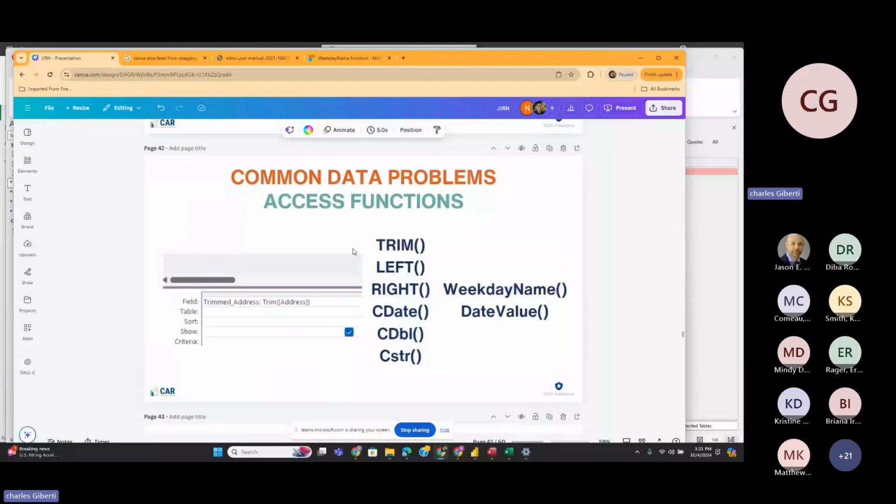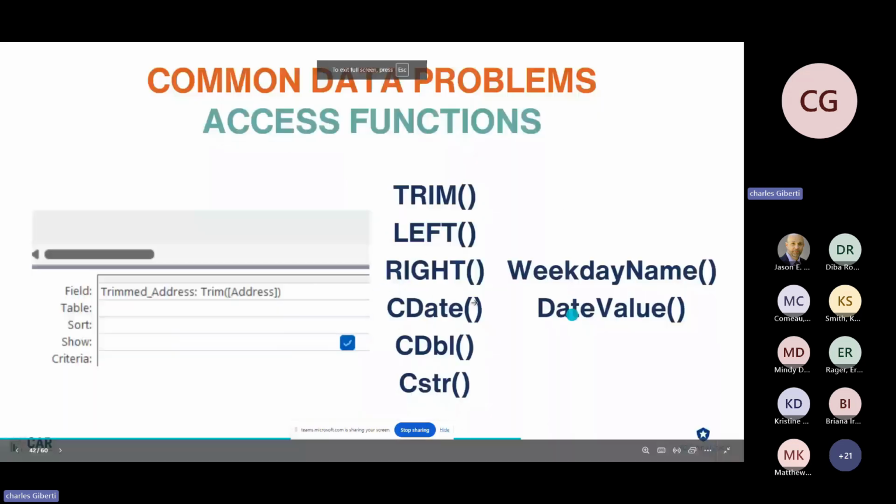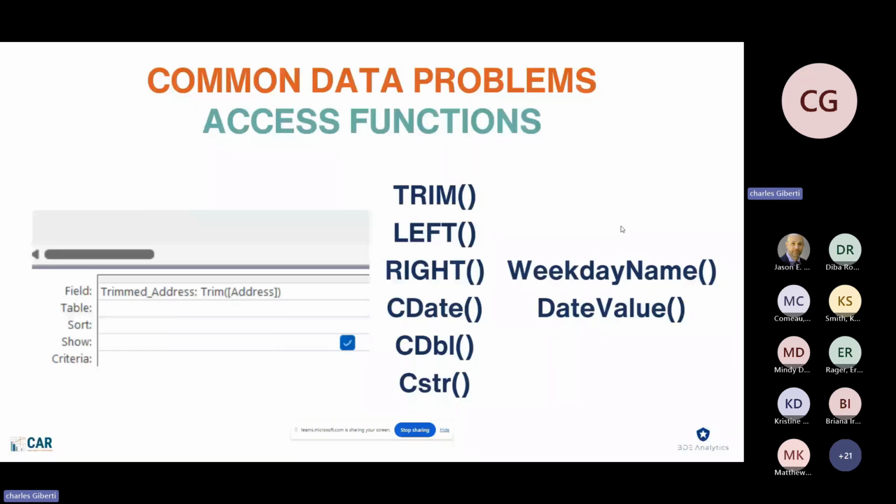Here we go. There are a whole bunch of different really useful functions. There's something like 800 of them that you can call, and you can nest them inside each other. Some of the most useful ones that I use frequently are trim, left, right, change date, change the double, change the string, and then the date value field. I'm going to talk about 2 of those today. The first is trim.